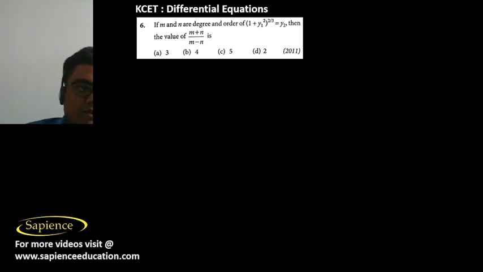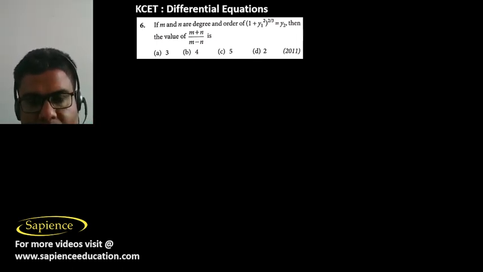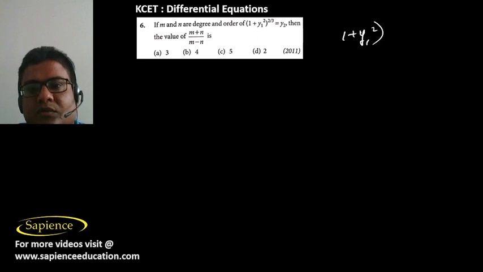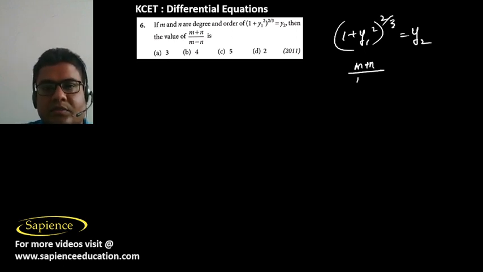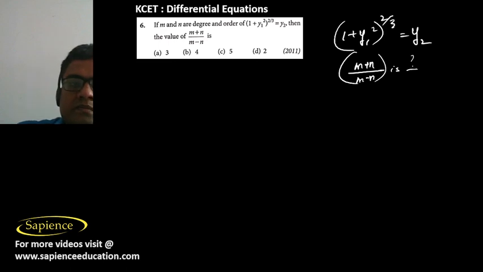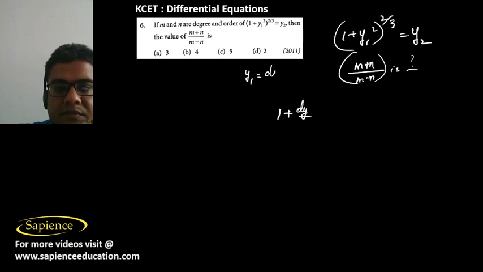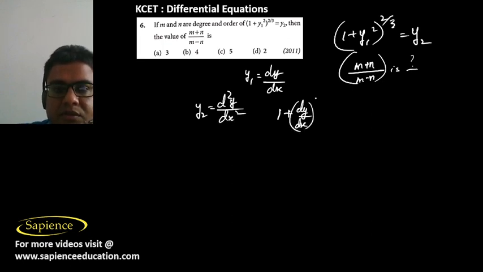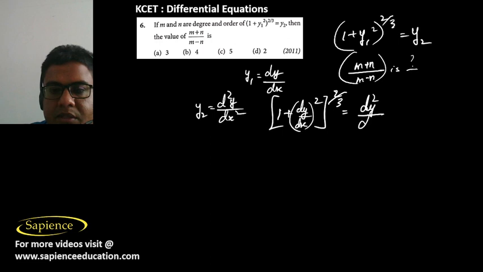Here in question number 6, if m and n are the degree and order of the differential equation (1 plus y1 square) whole power 3 by 2 equals y2, then find the value of (m plus n) by (m minus n). Now here y1 is dy by dx and y2 is d square y by dx square. This will be 1 plus (dy by dx) square whole power 3 by 2, that is equal to d square y by dx square.